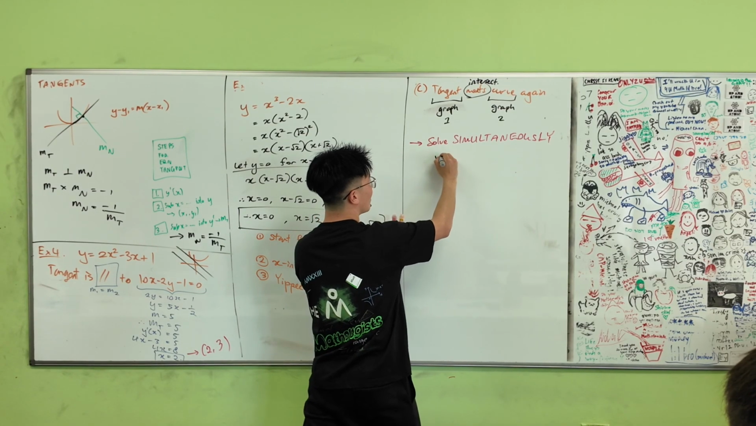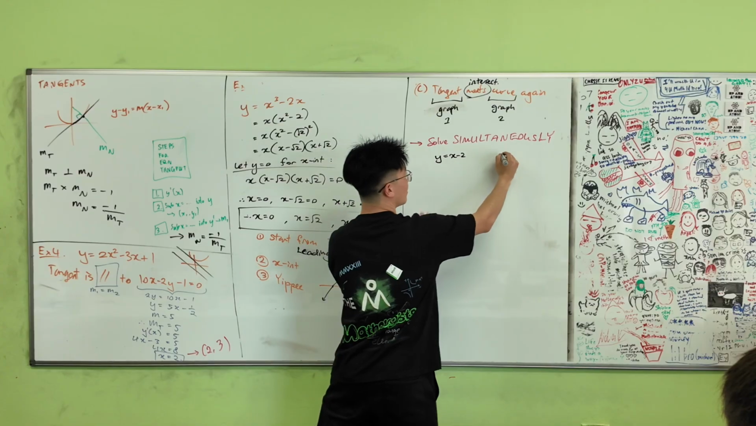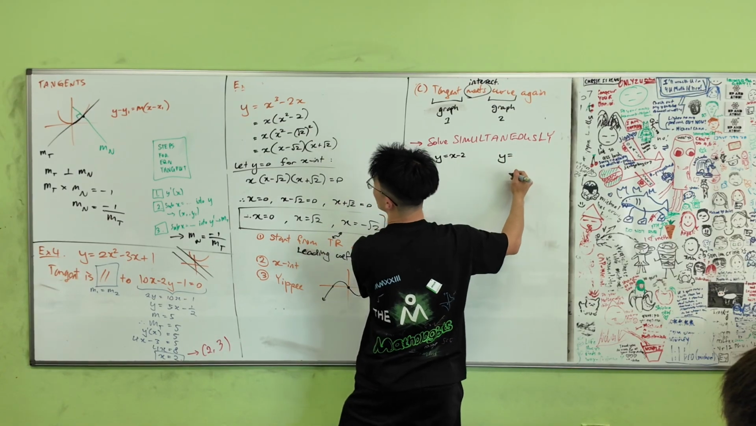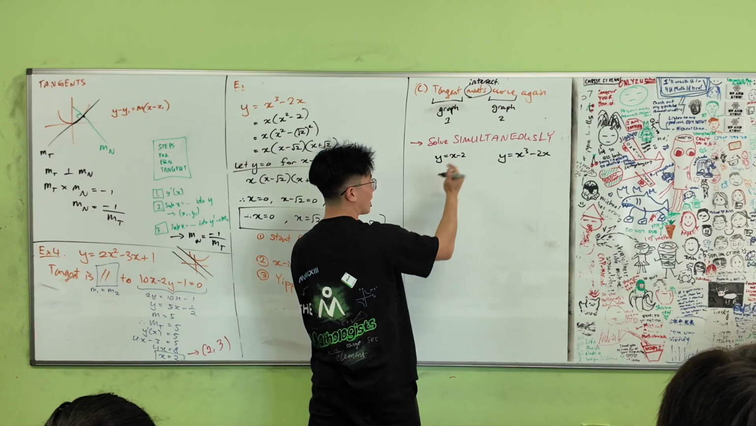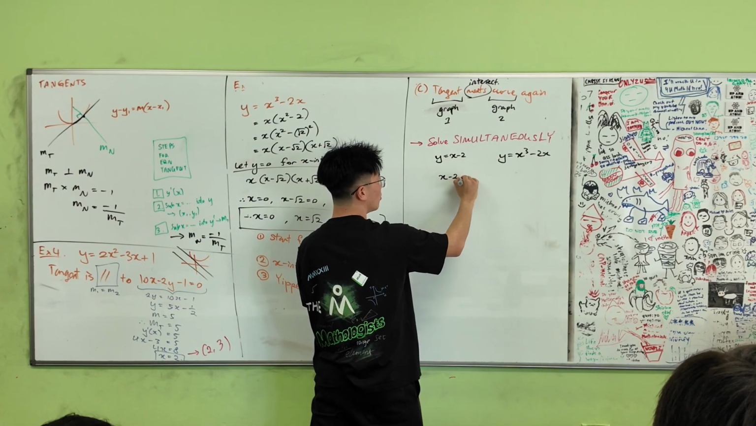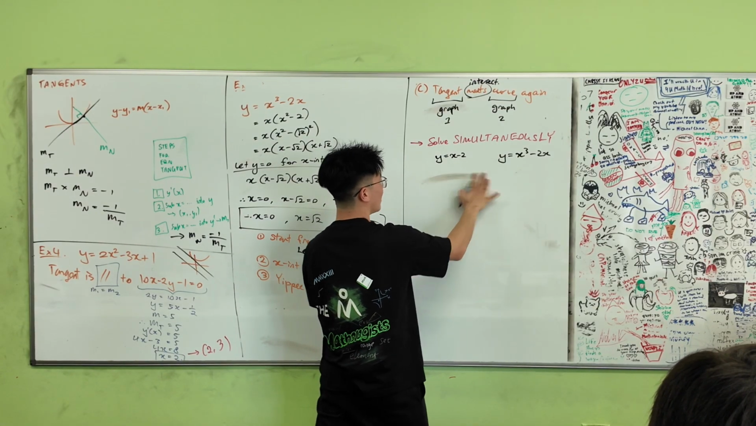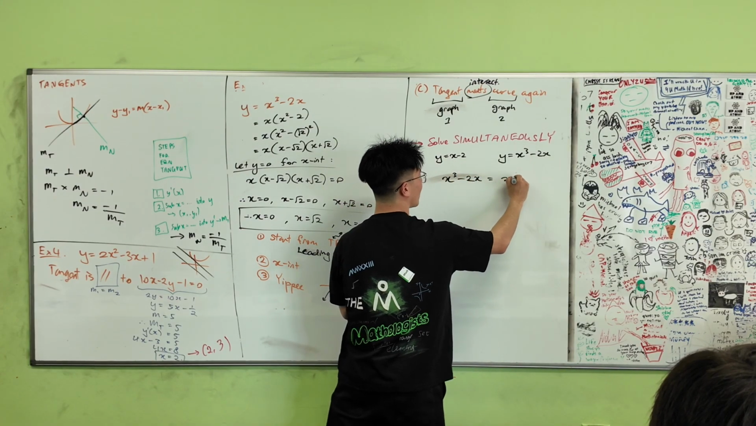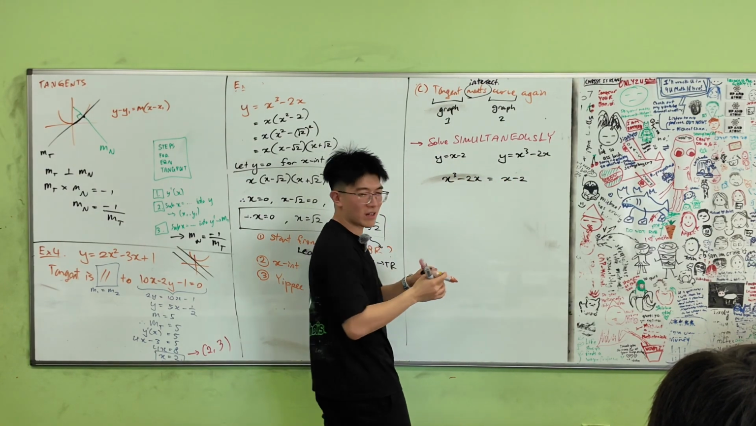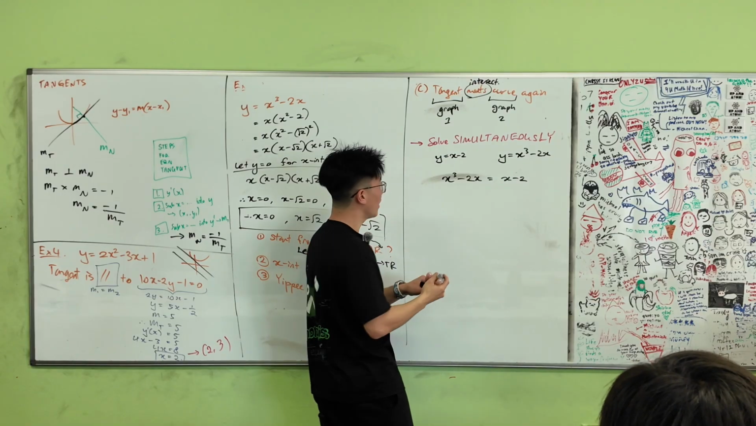Now let me solve this. Our graph 1 was y equals x minus 2, right guys? Was that your equation? What was my parabola again? y equals x cubed minus 2x. It was a cubic, not a parabola. My bad. Okay, now equate them. x cubed minus 2x equals x minus 2. All right.